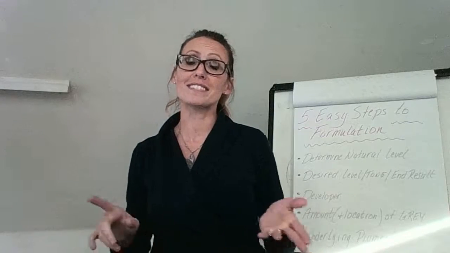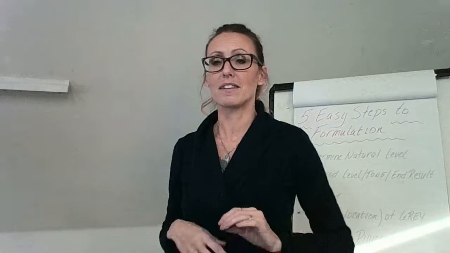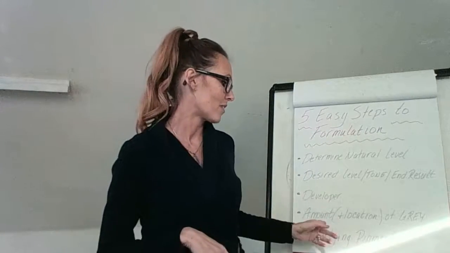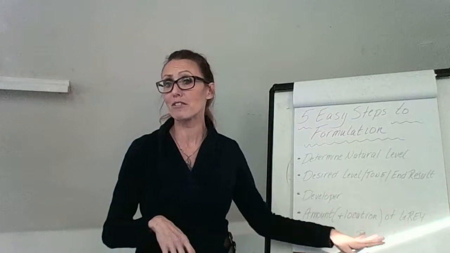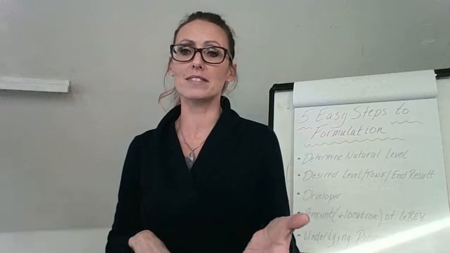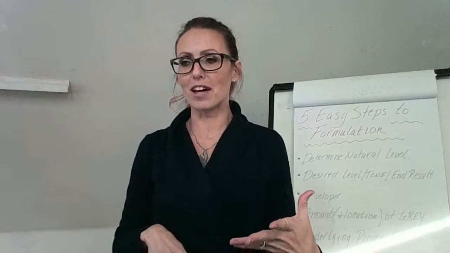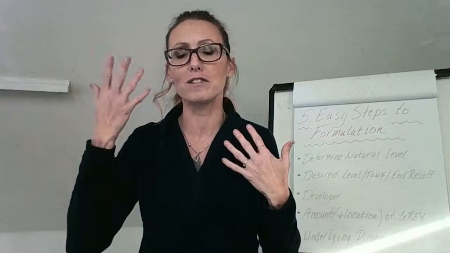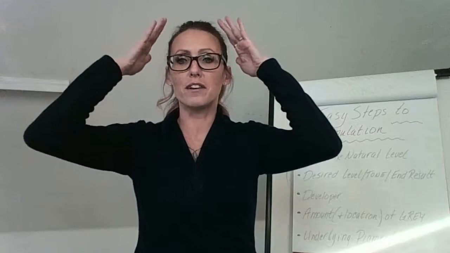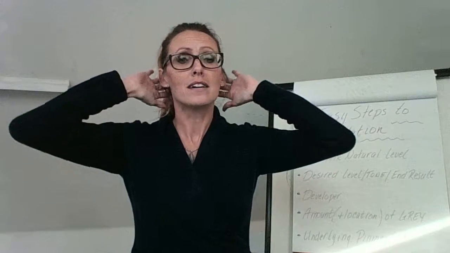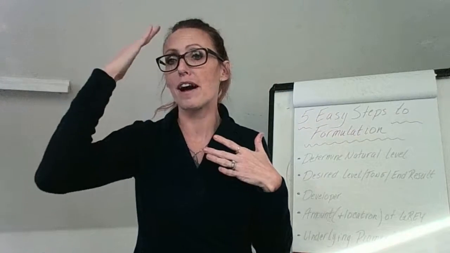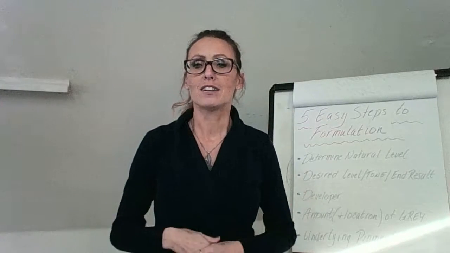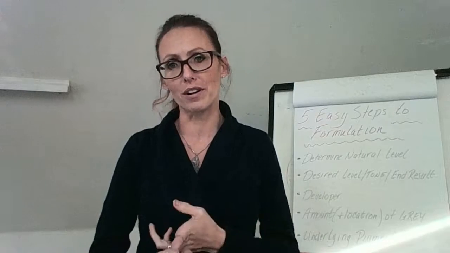Then you're going to determine their desired level. Where do they want to be? The next thing you need to think about is what developer you're going to use for this application. Then you need to look at the amount of gray they have, and more importantly, where does that gray live? I like to remind people that if they're 100% gray in the front and 5% in the back, they're not 50% gray. You do need to formulate for 100% gray and for 5%. Because if you only formulate for 50%, you're not going to get that great coverage around that hairline, or they're actually a little heavier of that white. So make sure you know how much gray they have, but also where it lives.